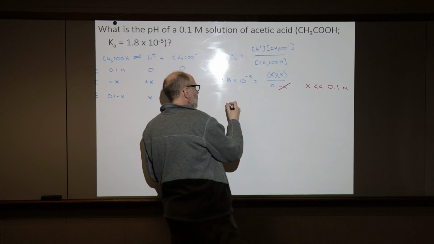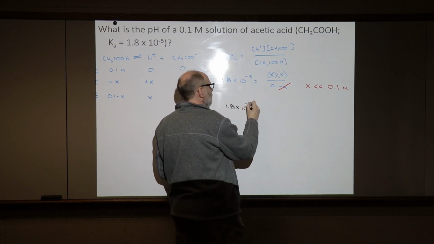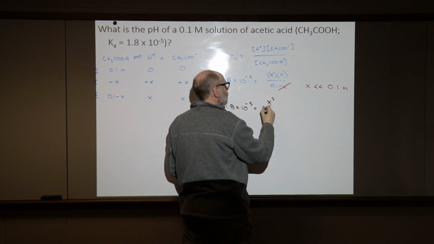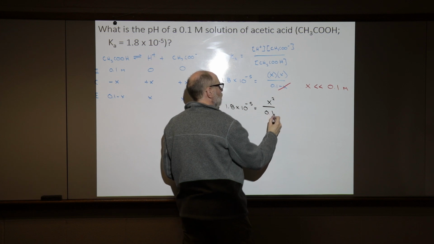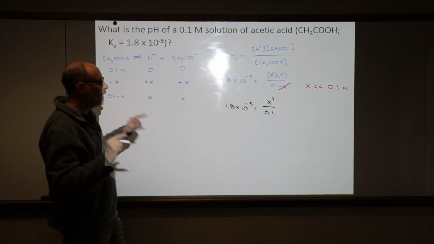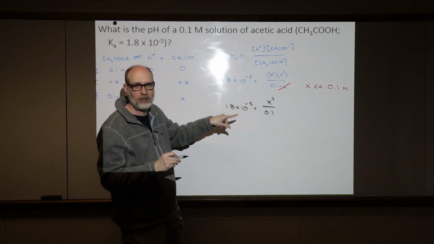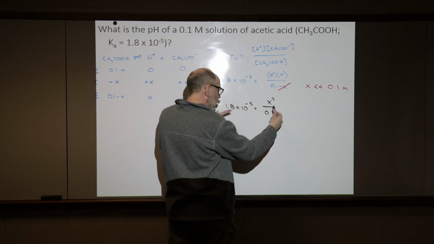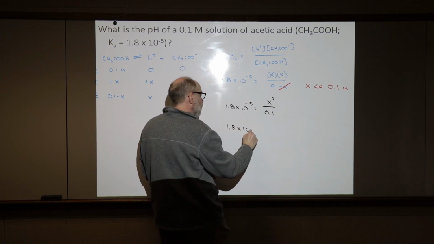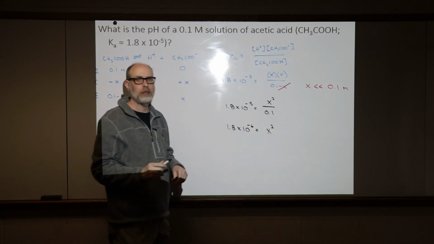So we can rewrite this as 1.8 times 10 to the minus fifth equals X times X, or X squared, over 0.1. And when we do that, this becomes so much easier to solve. Let's multiply both sides by 0.1. We get 1.8 times 10 to the minus sixth equals X squared.